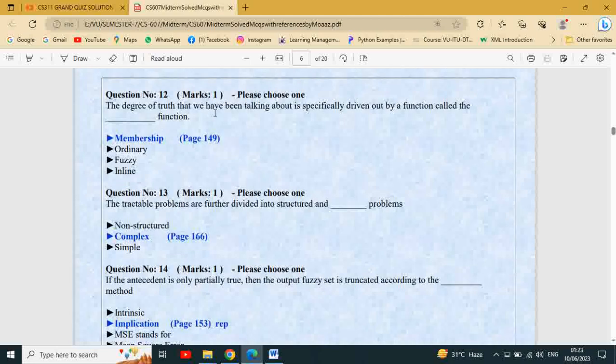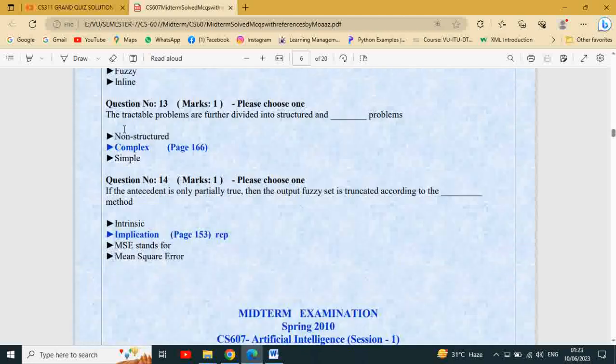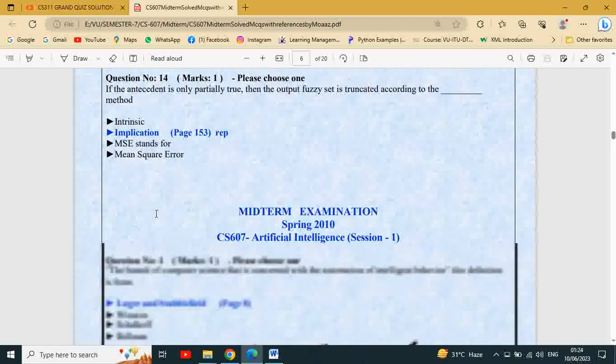The degree of truth that we have been talking about is specifically driven out by the function called the membership function. The tractable problems are further divided into structured and complex problems. If the antecedent is only partially true, then the output fuzzy set is truncated according to the implication.